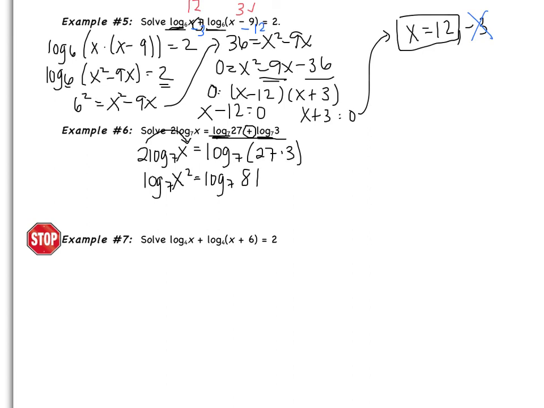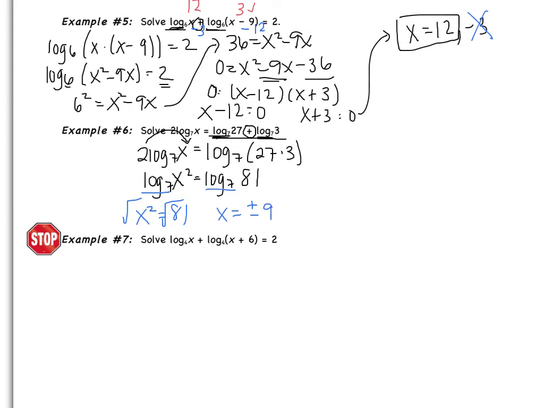Well, what's really nice now is I have log base 7, log base 7. So I can set the arguments equal. So I really have x squared equals 81. Same base, same log, I can set the arguments equal. Taking the square root, you get x equals plus or minus 9. Remember, you always get a positive and a negative.